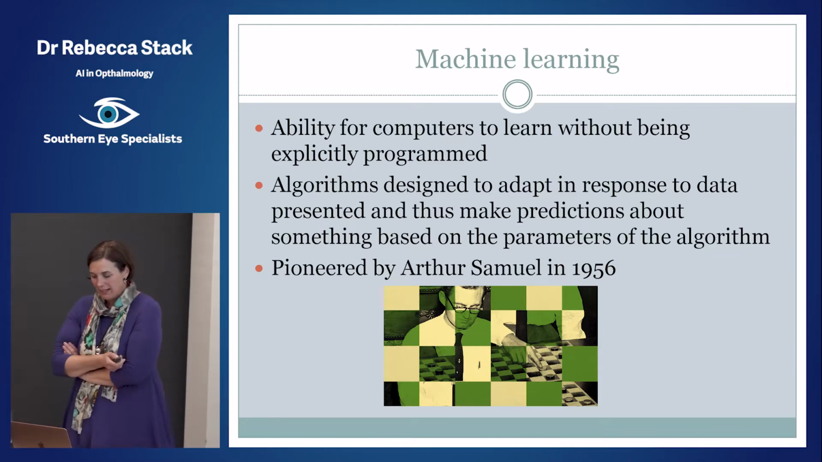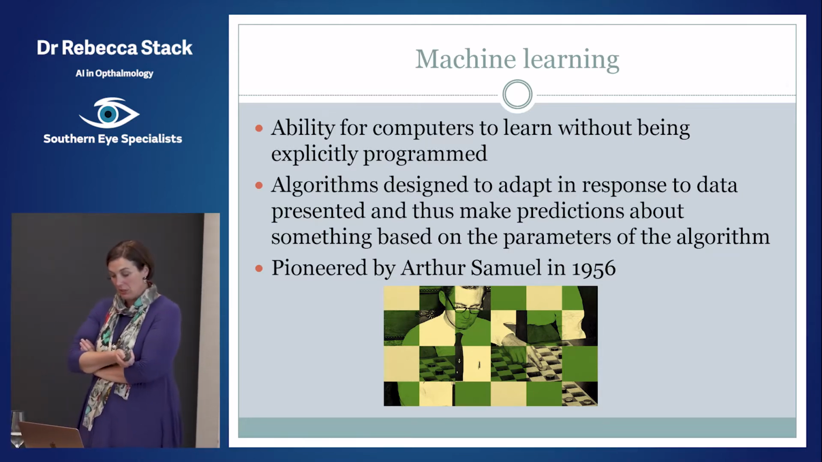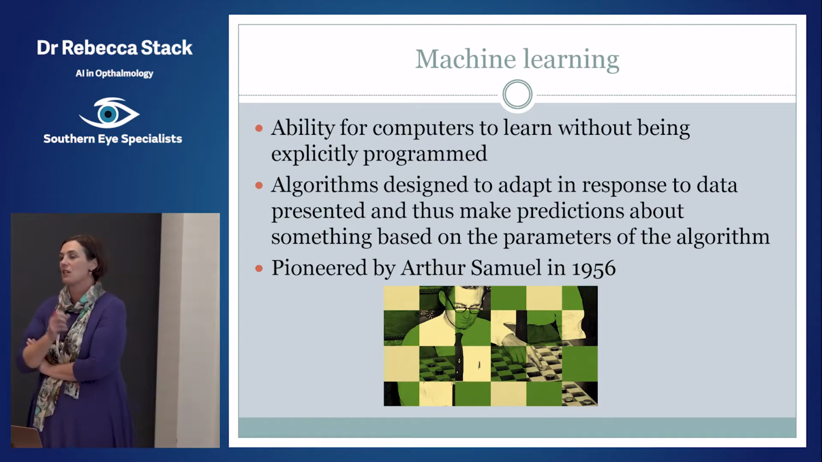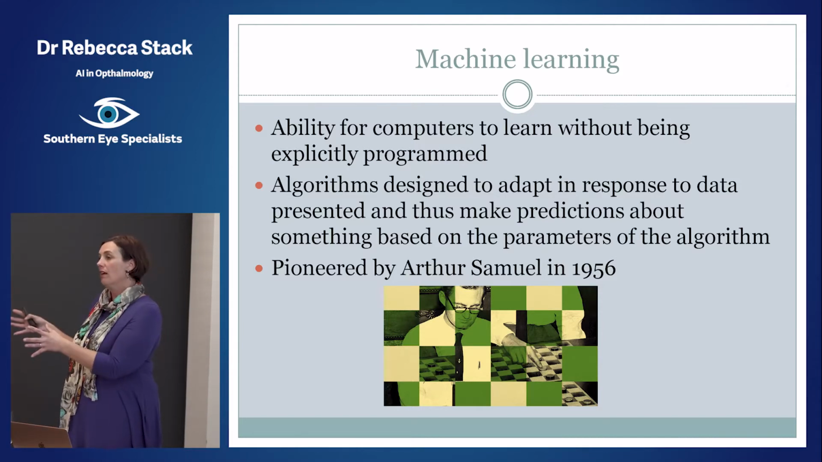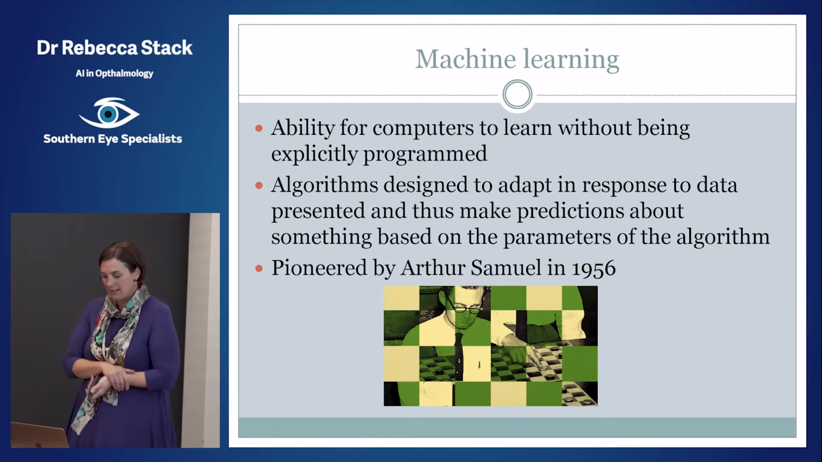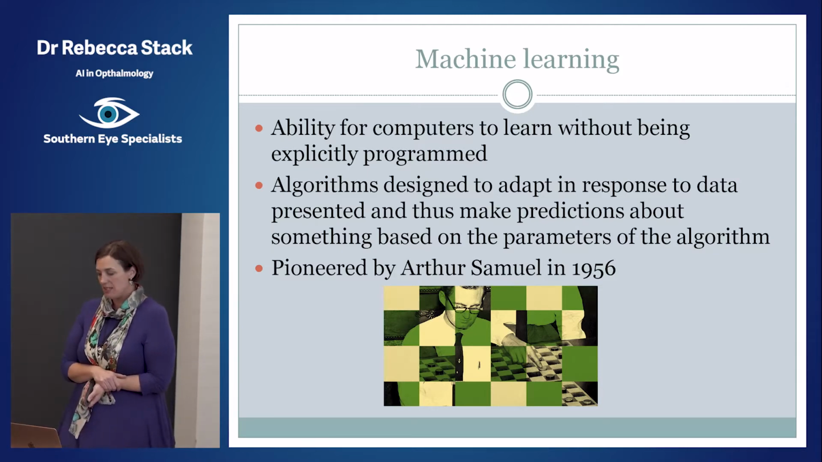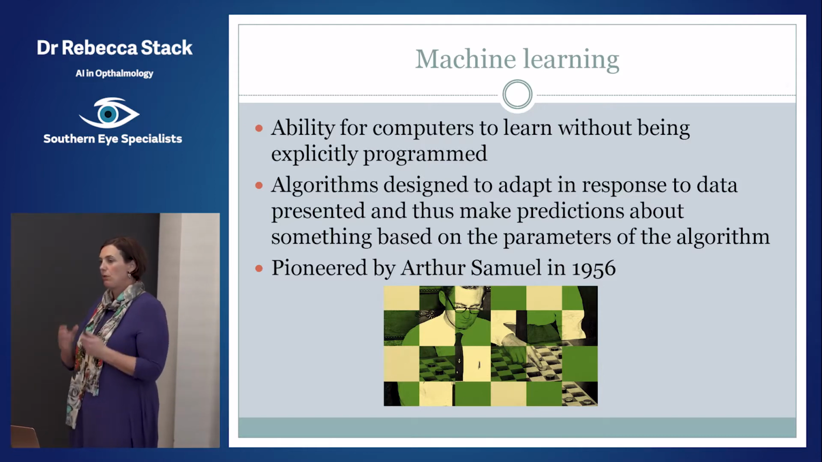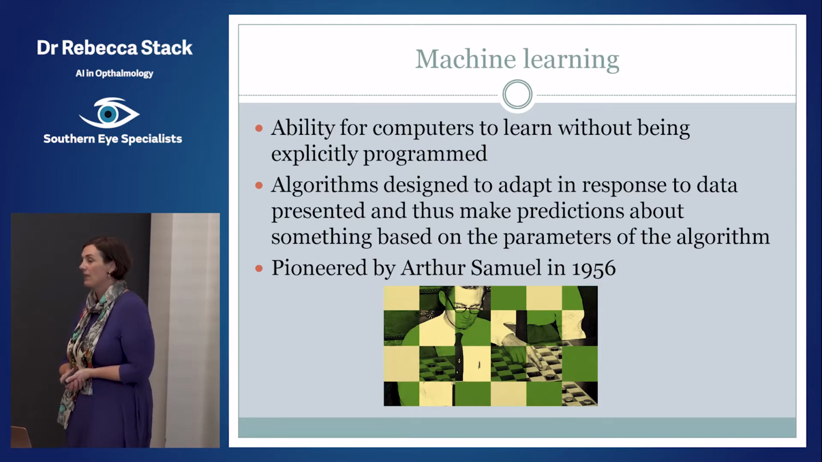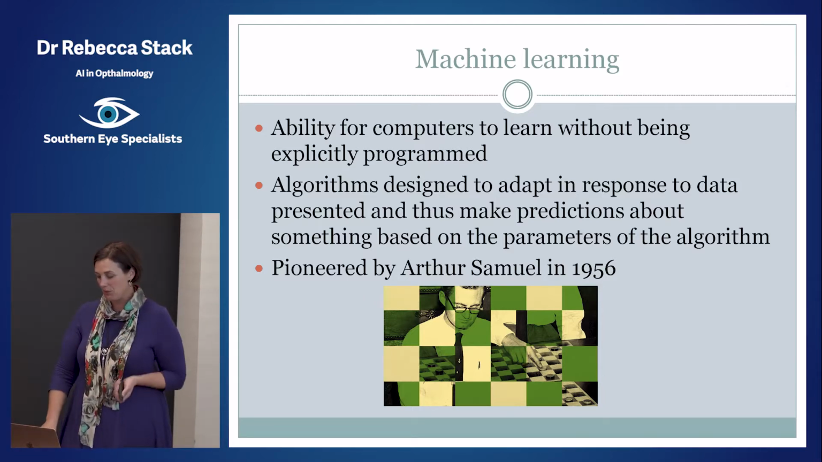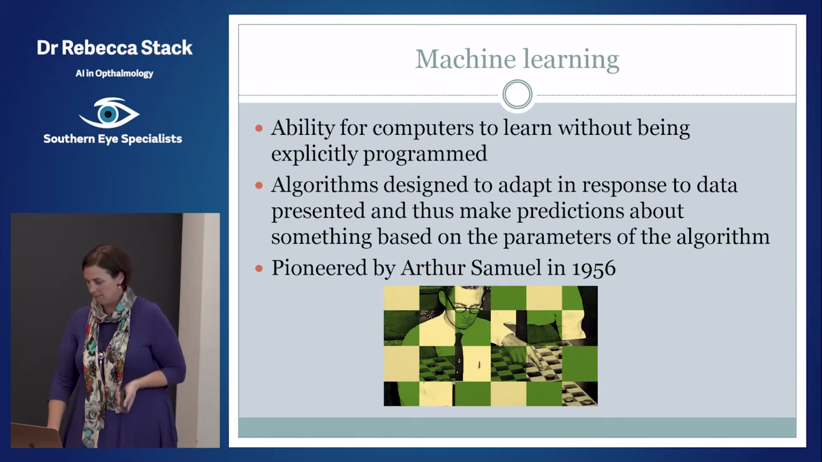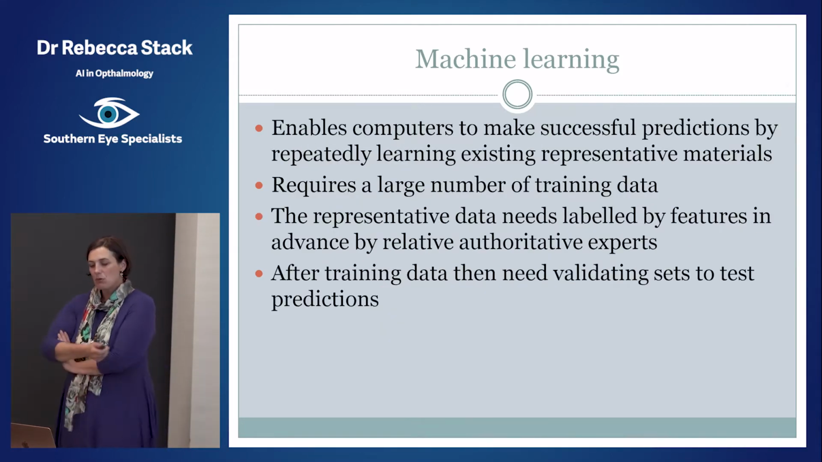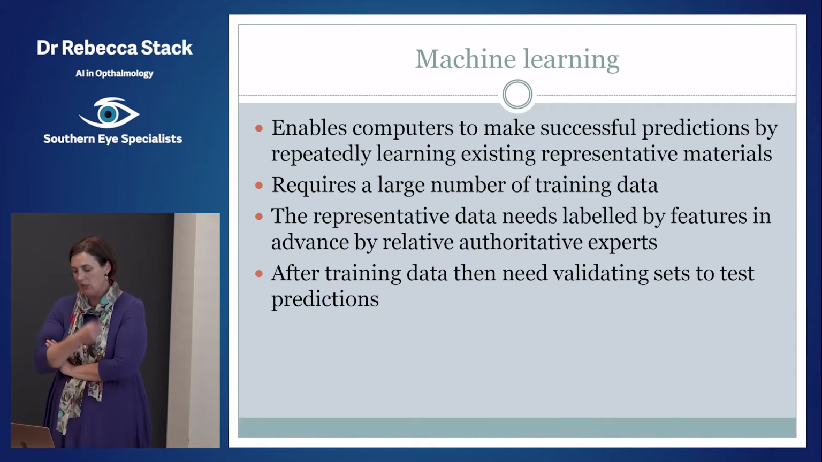So how does it work? Machine learning is the ability for computers to learn without being explicitly programmed. That means that you're telling them something, they're repeating the task, and then they're learning as they go so they can do more than just the task that was given to them in the first place. These algorithms are designed to adapt in response to the data being presented, so they can make predictions about something based on those parameters that you've given to them. And it's been around a long time. In 1956, a computer machine learning program was designed to win the World Championship checkers tournament. There you are. This enables computers to make predictions by repeatedly learning stuff that's shown to them.